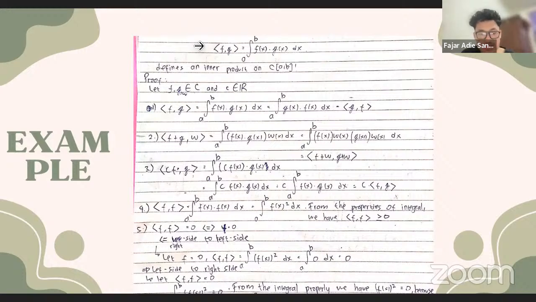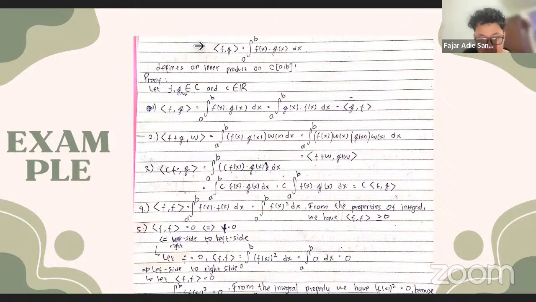Yang nomor 5 adalah inner product f, f equal to 0 if and only if f equal to 0. Karena bentuknya if and only if, maka kita perlu membuktikan dua-duanya. Maka dari itu, mari kita mulai dari left side terlebih dahulu.